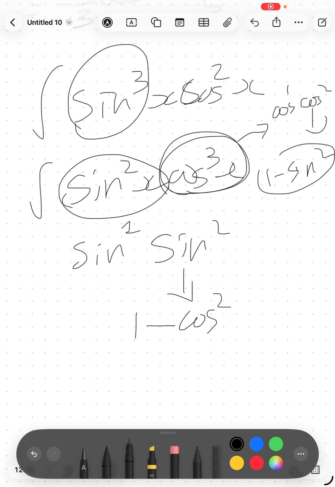So yeah, beware of this integral as well alongside sine cubed and cos cubed integrals.